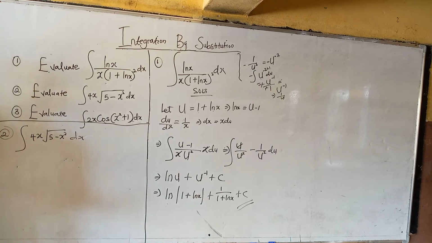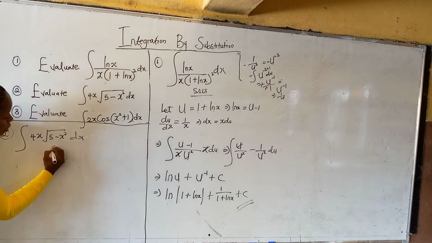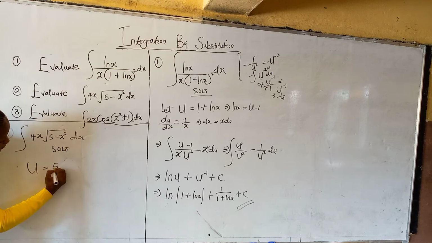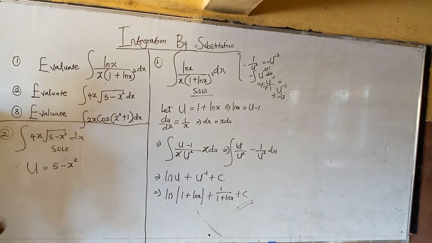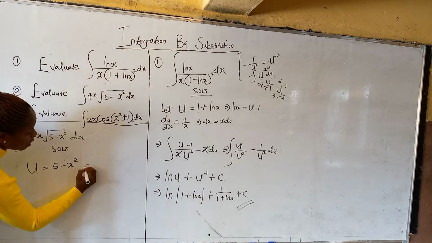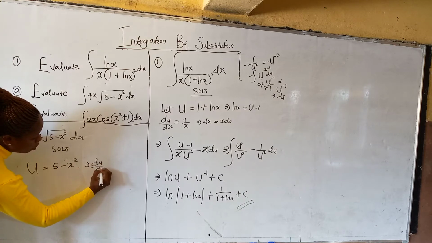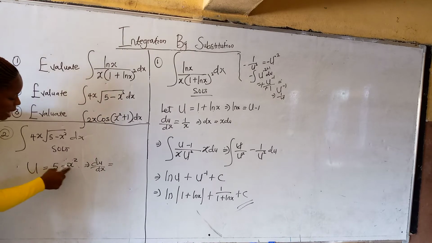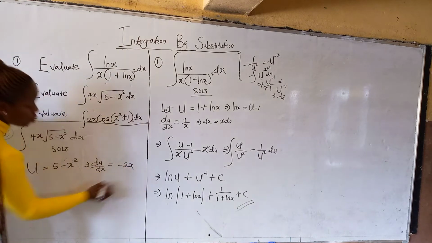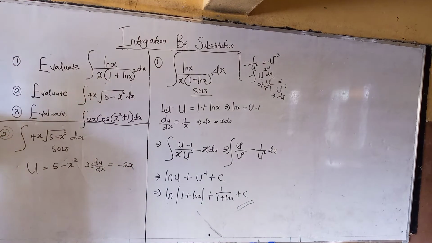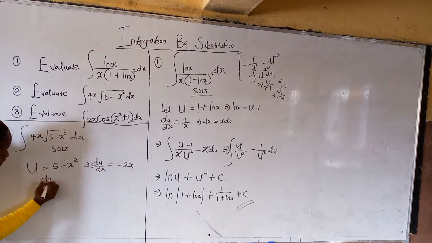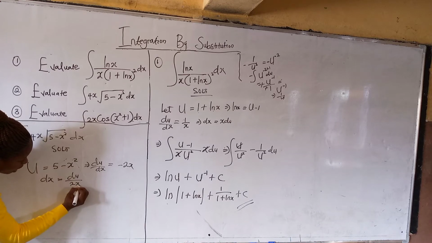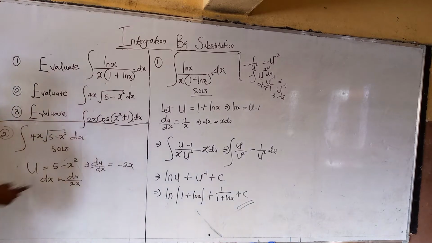We are going to follow the same procedure. First and foremost, I stated my u to be 5 minus x squared, because I don't want to stress myself too much. So that my du/dx will give me, if I'm differentiating a constant it is 0, minus, that will be minus 2x. So that my dx will be, if I cross multiply, du over minus 2x. There is a minus outside.